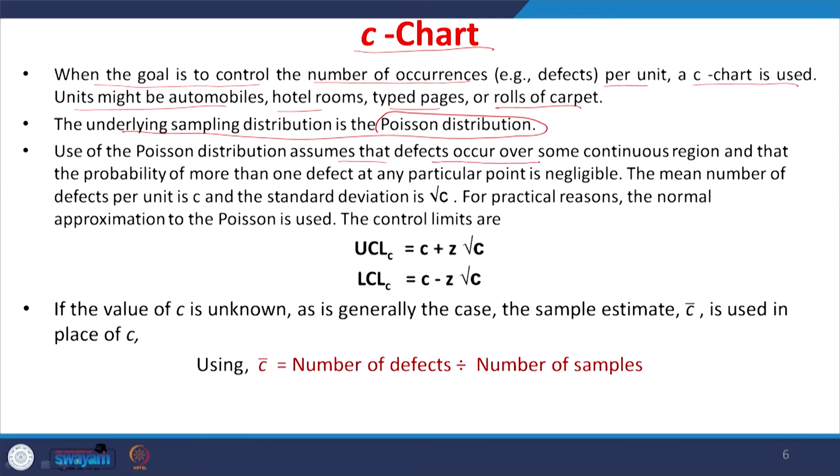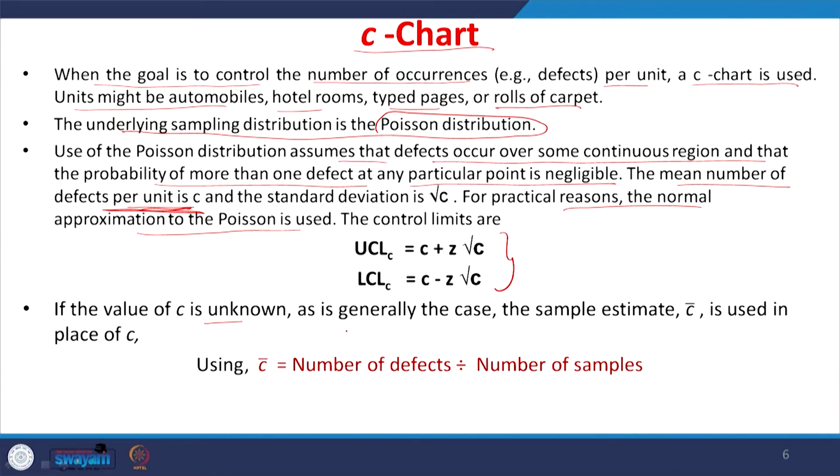Now, using the Poisson distribution assumes that defects occur over some continuous region and that the probability of more than one defect at any particular point is negligible. The mean number of defects per unit is C, and the standard deviation is the square root of C. For practical reasons, the normal approximation of the Poisson is used, and accordingly the control limits are C plus or minus 3 standard deviations of C.